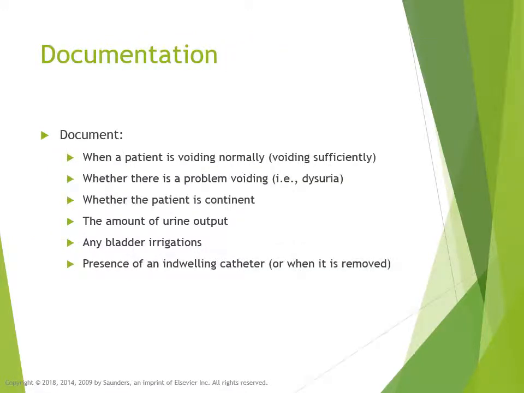The ultimate importance of documenting your patient's care. Documentation would include documenting whether or not the individual is voiding normally, whether there's an indicative problem such as dysuria, whether the patient is continent or incontinent. You certainly want to document the urinary output amount, if you perform any bladder irrigations, and also if there's presence of any kind of indwelling catheter. Don't forget, if you remove a urinary catheter, be sure to document that process as well.